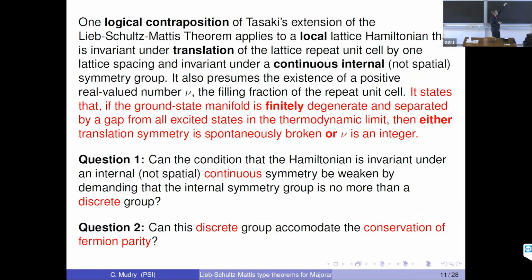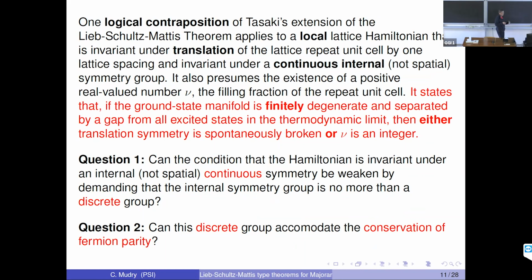So the contrapositive of the extension of Tasaki's Lieb-Schultz-Mattis theorem is that if the ground state manifold is finitely degenerate and separated by a gap from all excited states in the thermodynamic limit, then either translation symmetry is spontaneously broken, or nu, the filling fraction, is an integer. So that's an equivalent way of stating the result of Tasaki.